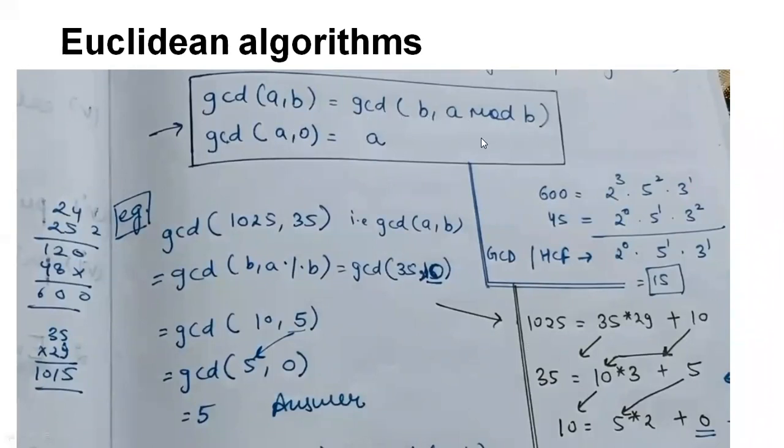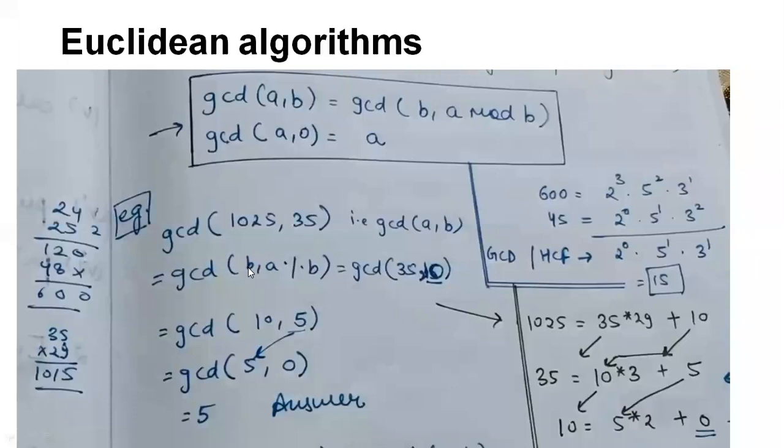GCD(B, A mod B). So simply we are shuffling here B comma A mod B. And then GCD(A, 0) is equal to A. So finally we will get the A. In this example we have considered GCD(1025, 35). According to this formula, B comes to this position and then A mod B.